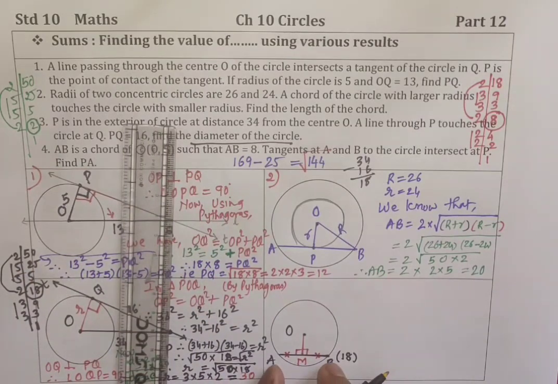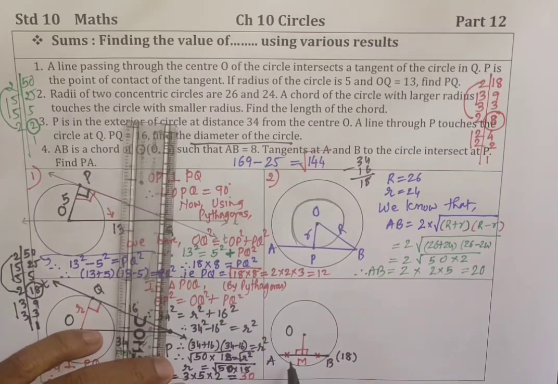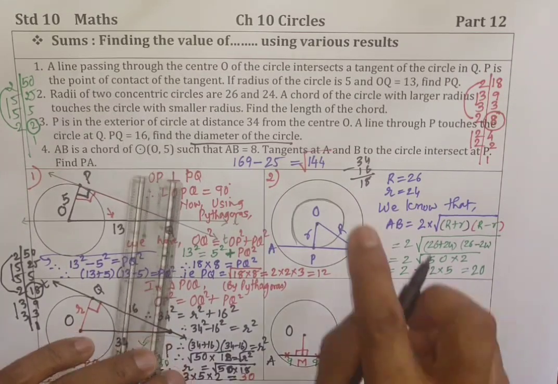Children, what is AB? 18. So MB and AM will each be half. So you will write 9, 9, half of 18. So MB is 9, AM is also 9. Did you understand? Why we write 18 in the bracket beside? Okay. Fine.